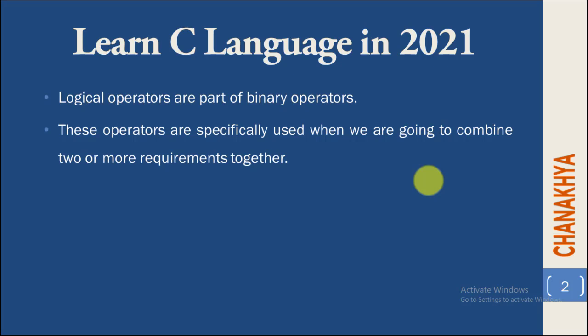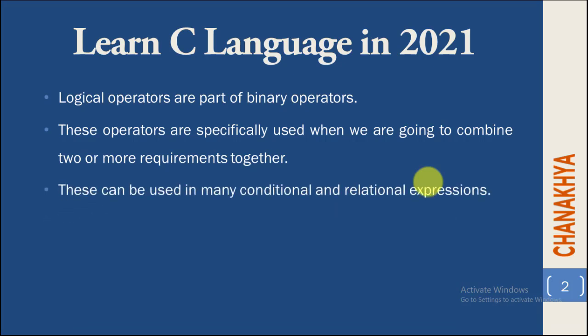So when we have two or more requirements in a program to be evaluated, then we have to use these operators. These can be used in many conditions and relational expressions. So basically we use relational expressions, or relational operators, along with the logical operators.